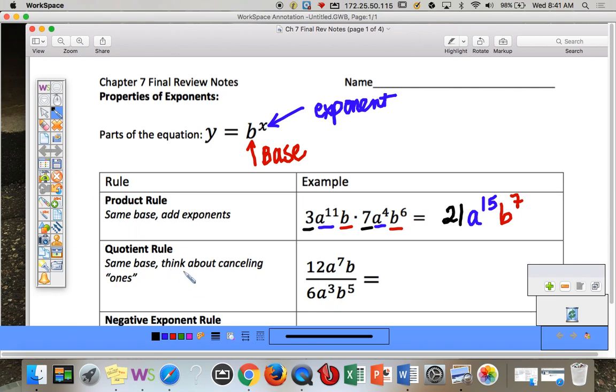The quotient rule, same base, think about canceling the ones. Let's look at the numbers first. 12 divided by 6 is 2. And then you have 7 A's on top and 3 on bottom. So when you cancel, you have 4 A's left on top. Then you have 1 B on top and 5 B's on the bottom. So when you cancel, you have 4 B's left on the bottom. So think about canceling things that are the same, how many are left and where are they.